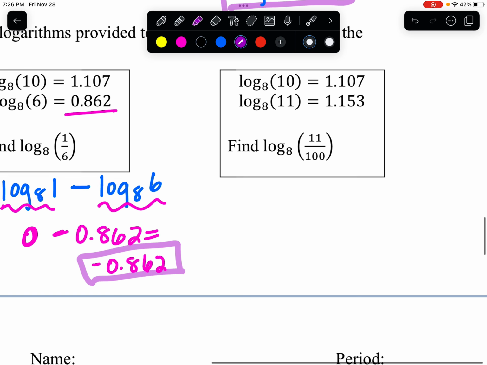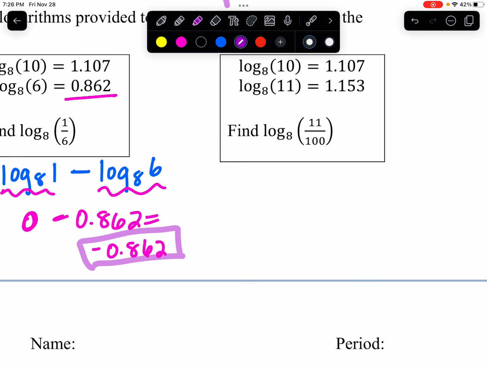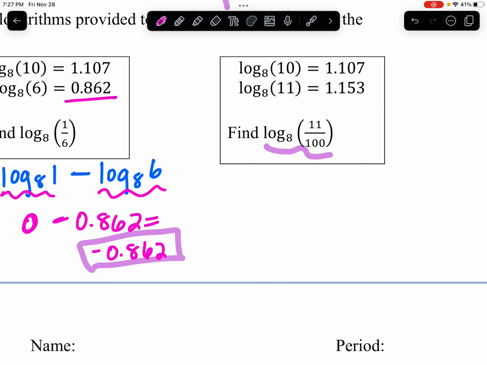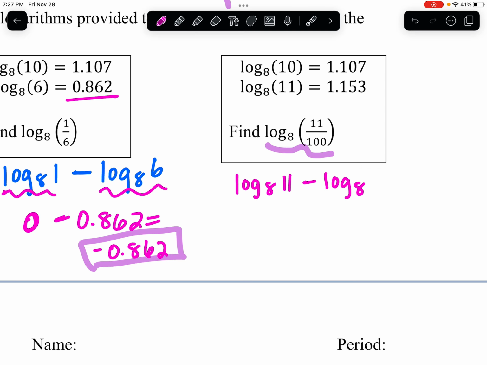Okay, last one, and I'm going to do this one. I was going to make you guys do this one, but it's a little bit tricky. Okay, log base 8 of 11 over 100. So automatically, I know that I don't have 100 and it's not just 1. And so I need to break up 100 into 2 separate things. So first I'm going to separate it like this. Log base 8 of 11, because I know what that is. That's 1.153, minus log base 8 of 100.